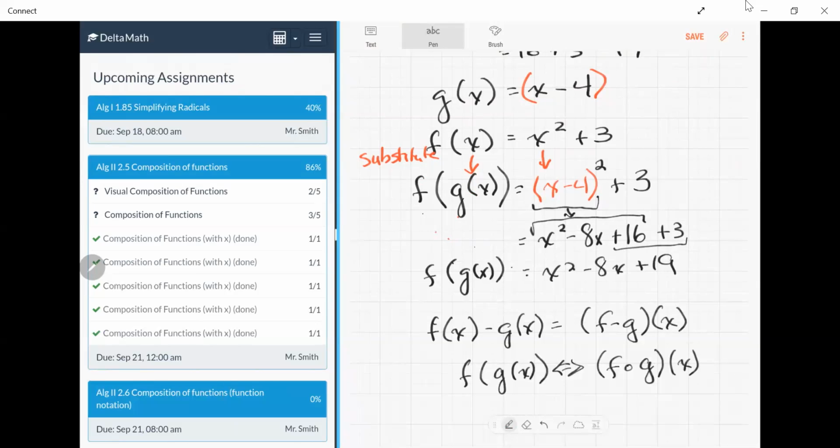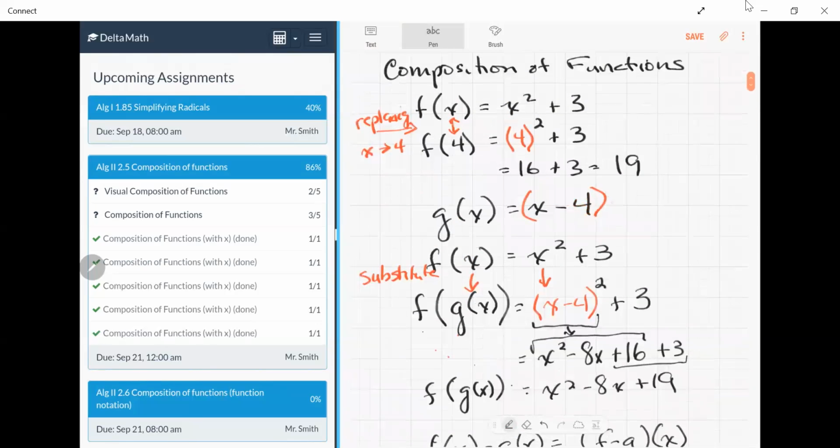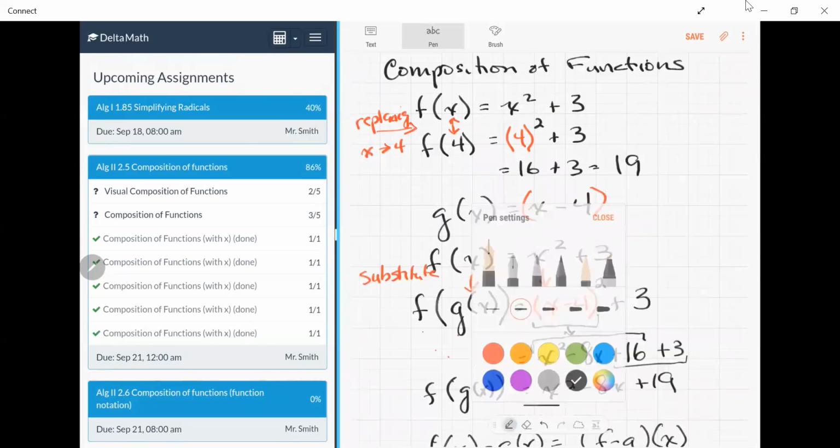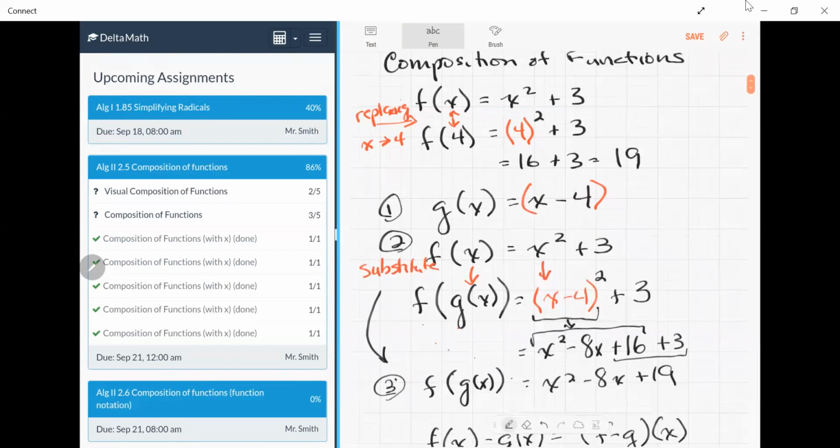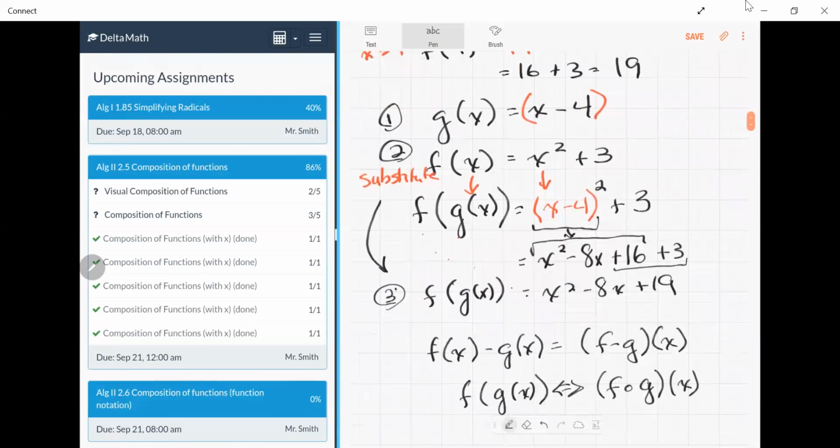So you put a couple of different things together and you come up with a new function. We started with these two functions. This was function number 1, and this was function number 2. And we created, or composed, function number 3 by combining the two in the way that we combined it. That is composition of functions.